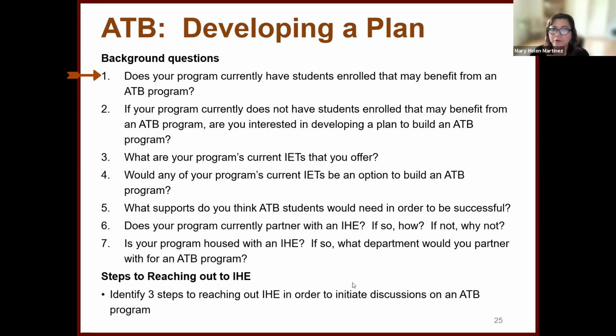Does your program currently have students enrolled that may benefit from an ATB program? If your program currently doesn't have students enrolled, are you interested in developing a plan? And what are your program's current IETs? Would any of them align to build an ability to benefit program? And when I mean align, would they meet any of that criteria, those 7 elements, excuse me?